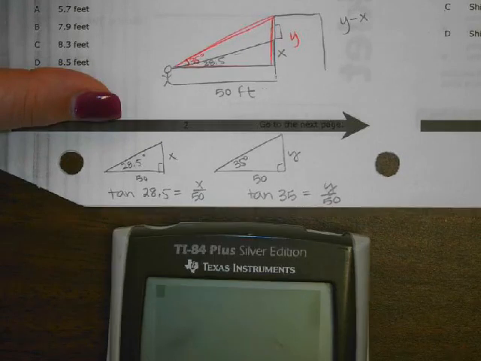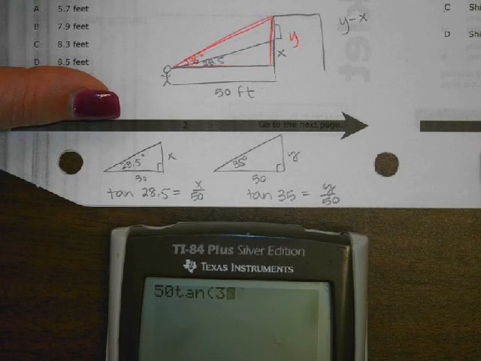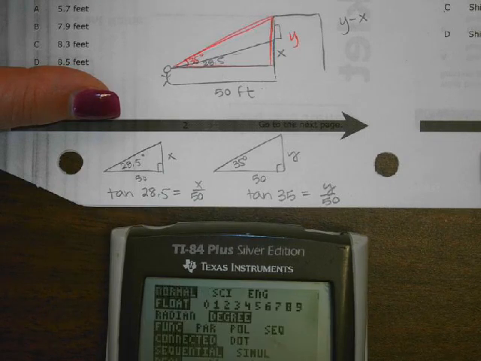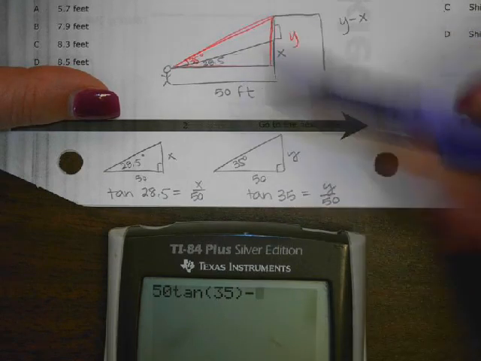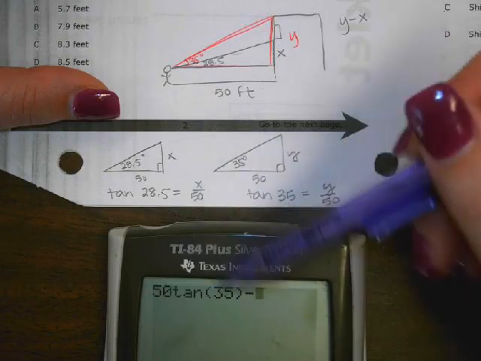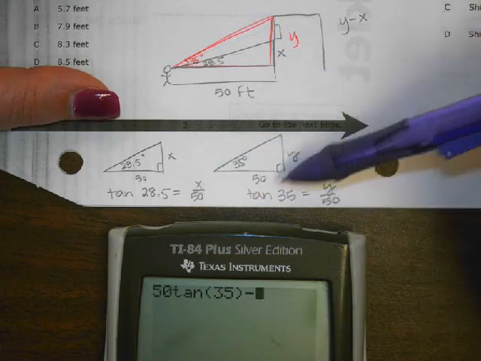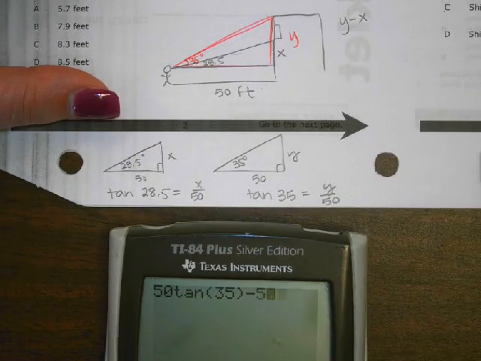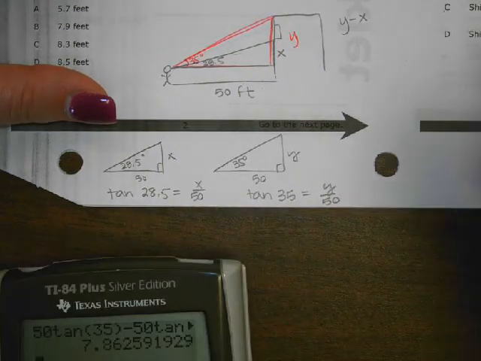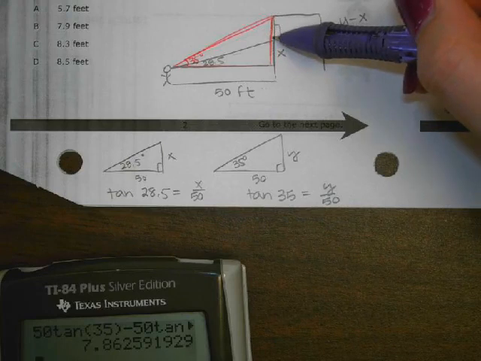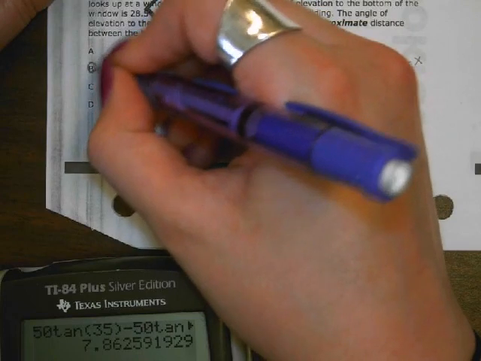All right, so y is going to be, I'm going to move the 50 to the other side, 50 tan 35. I do need to make sure I'm in degrees. I am, okay. 50 tan 35, that's my y, minus 50 times tan 35. And then my x is what I'm subtracting off, so I need to subtract off 50 tan 28.5. And so the distance from the bottom of the window to the top of the building would be 7.86 or 7.9.